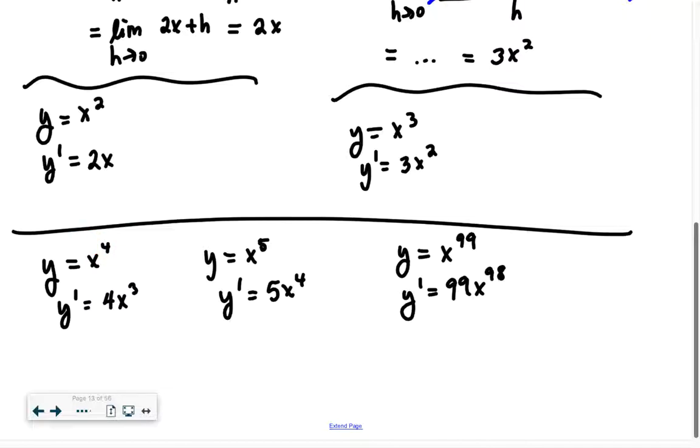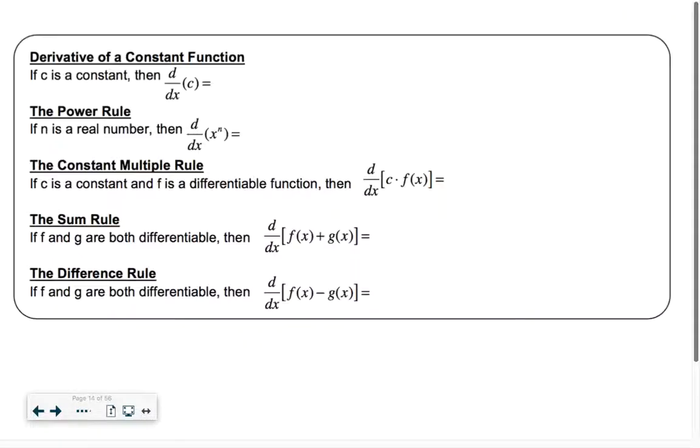Okay, now question though. If I have 10x to the 3rd, its derivative, any guesses on this? 30x to the 2nd. Yep, you've got to multiply by that constant out front. All right, that is called the power rule. The power rule is pretty crucial in AP Calc unless you really want to do things with the limit as h goes to 0 every single time. As fun as that sounds, do we like the power rule? Yes. The power rule is amazing, isn't it?